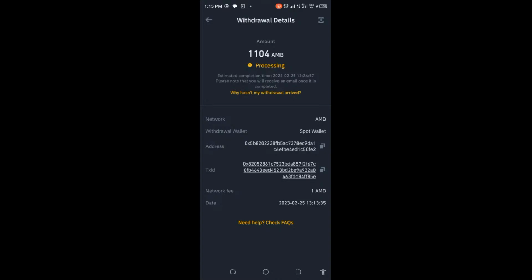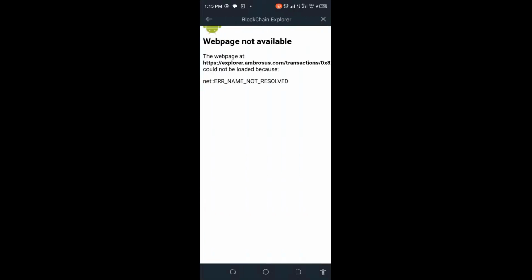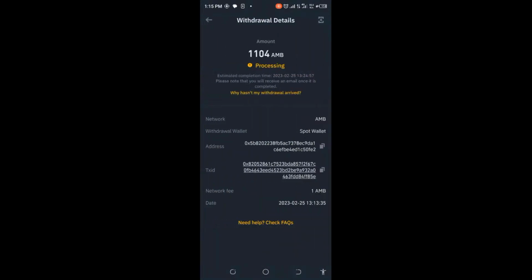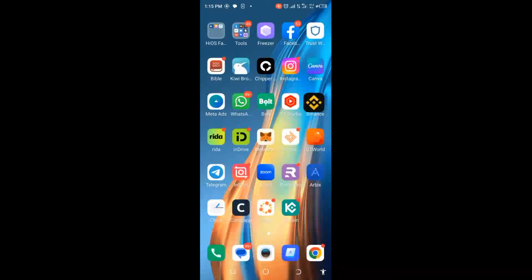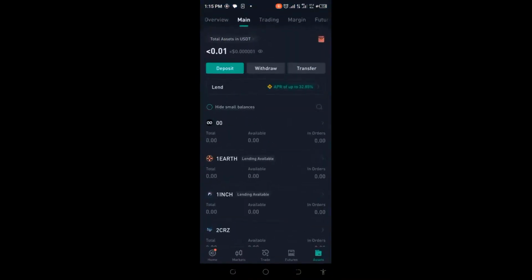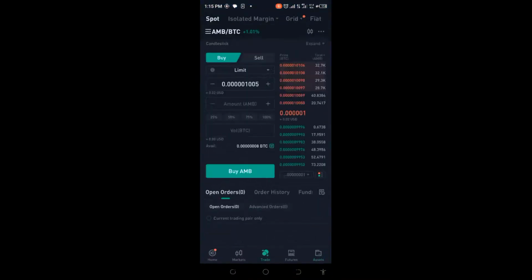For you to know, let's click on the transaction ID to see whether it will show us more info. This is not showing us any information. Let's hold on a bit and see how long this will take. Let's go over to KuCoin and see what's going on there. Let's hope and pray that the price is still the same. It still looks the same. It must be the same.